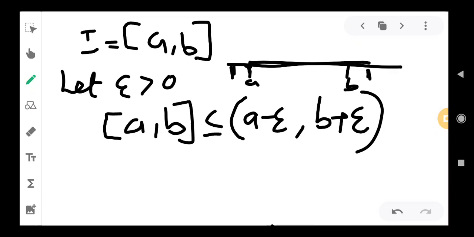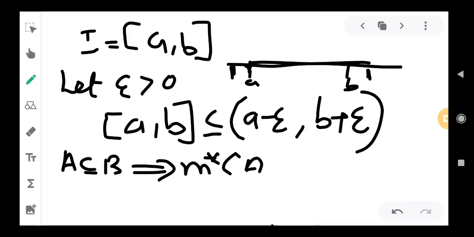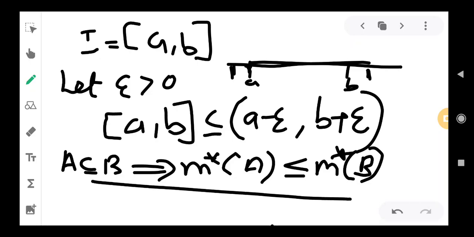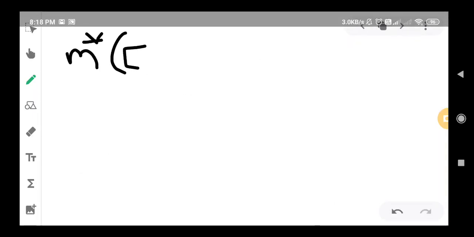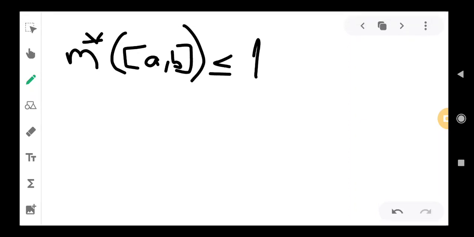Then we have the monotonicity property of outer measure, which says that if A is a subset of B, then M star of A, that is the outer measure of A, is less than or equal to the outer measure of B. This we know, so we apply it here. So we can write M star of the closed interval AB is less than or equal to the length of A minus epsilon, B plus epsilon.